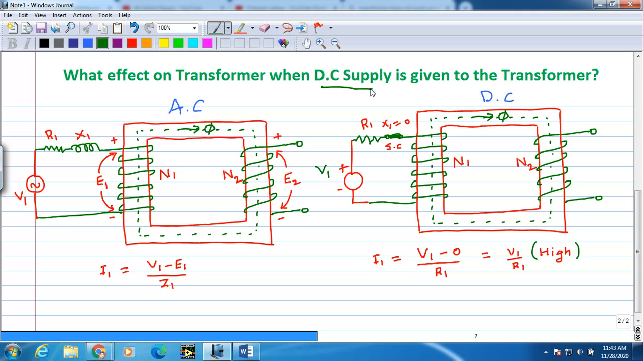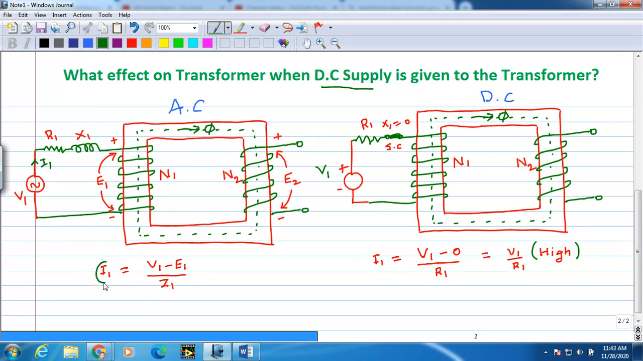Now the second question arises: what effect does it have on the transformer when a DC supply system is given to the transformer? When AC is connected to the supply of the transformer, what amount of current is there in the given circuit? This is the current which is delivered by the source V1, which is alternating in nature. Because the induced EMF will be there, what is the current in the given primary winding?